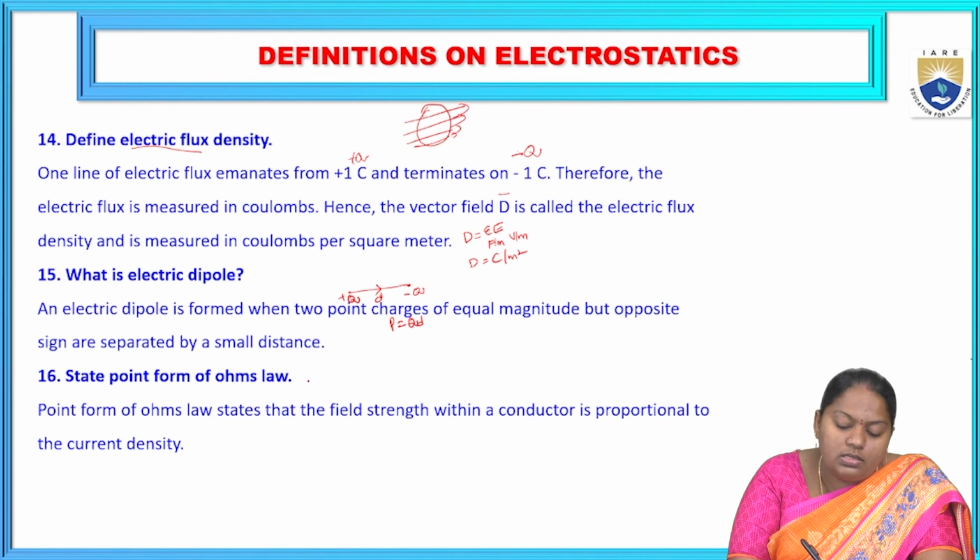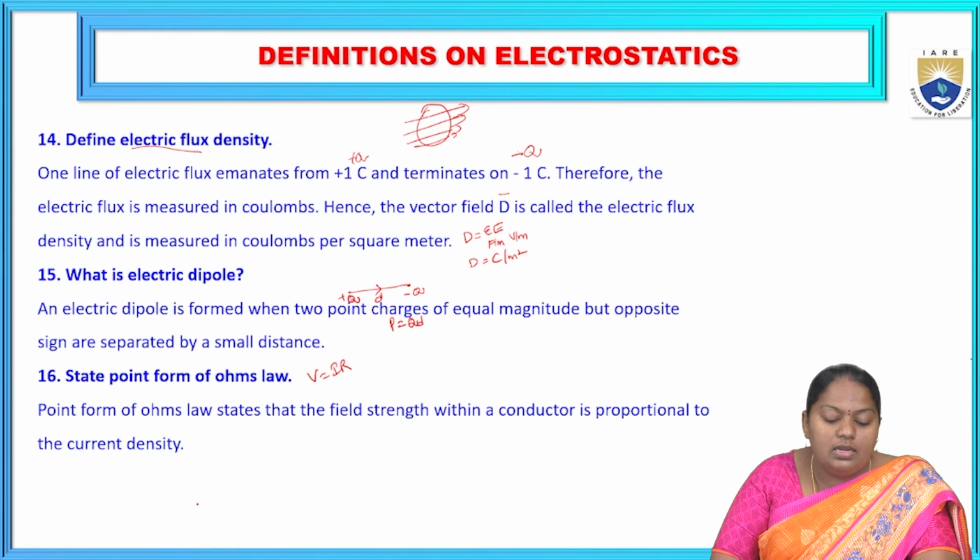Ohm's law in general circuit theory is given by V equal to IR. Ohm's law states that the potential difference between two nodes is directly proportional to the current flowing through that wire, where R is the proportionality constant. In general, we define Ohm's law as V equal to IR.